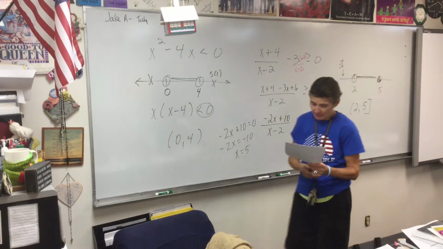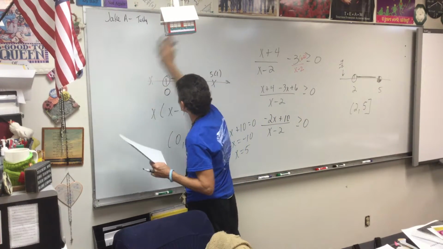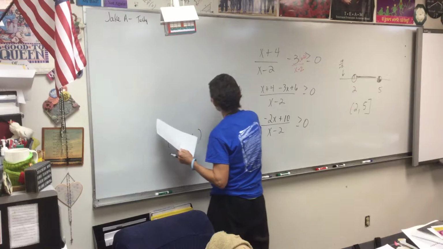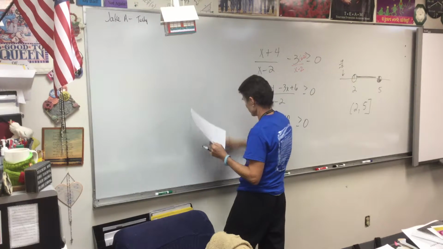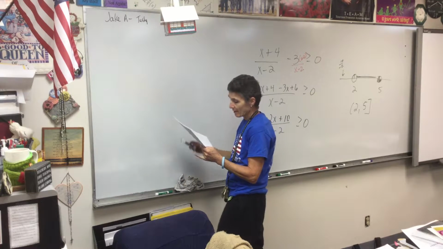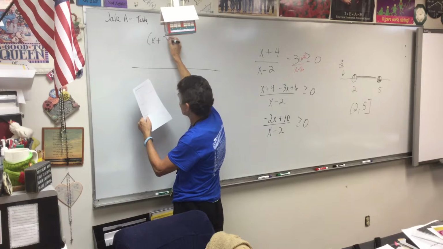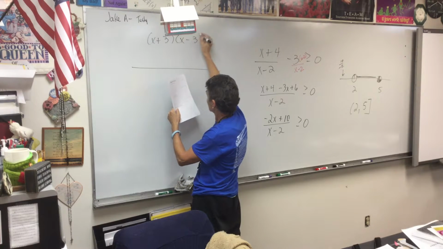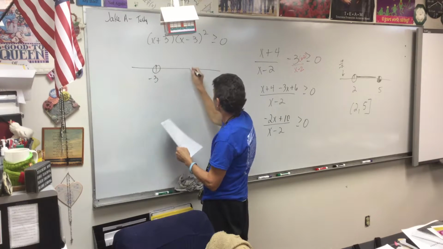All right, C. This is one of these wacky ones with the squared in it. Remember, if it has a squared in it, you cannot do your alternating trick. You're going to have to check every space. So the good news is it's already factored, so you don't have to do that. So you have a dot at -3 and a dot at 3.